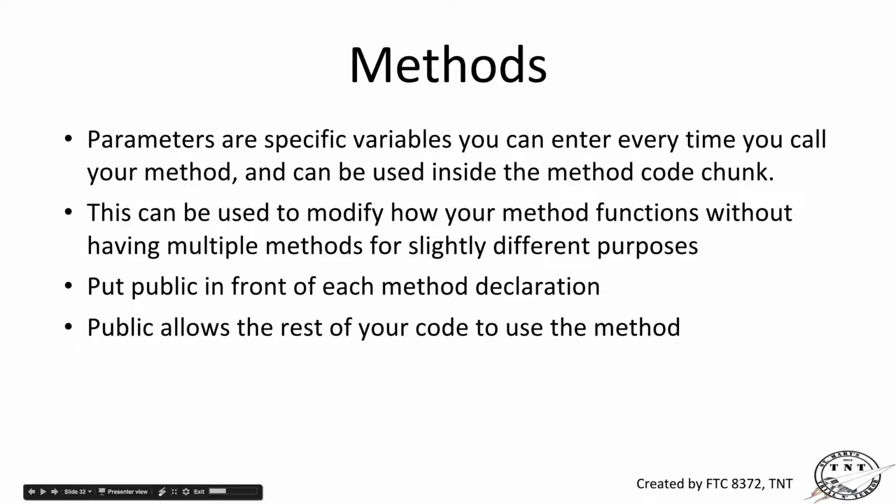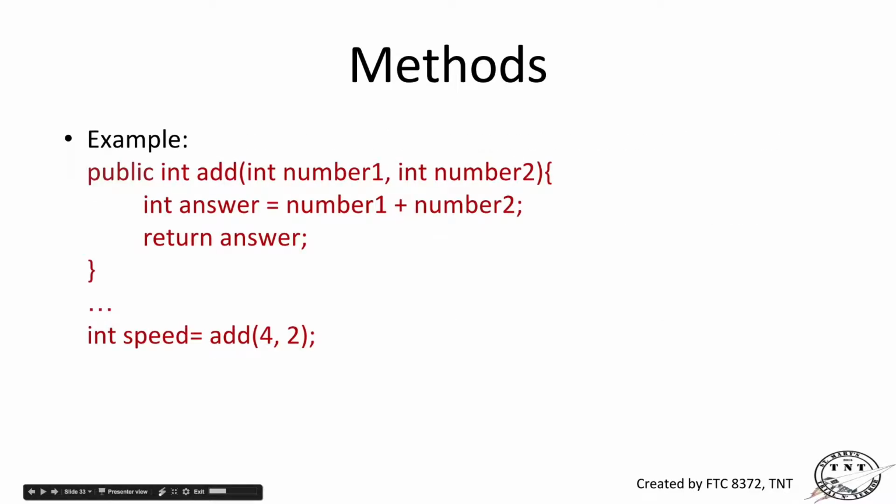Another thing is that you have to put public in front of each of your method declarations. You can look this up, but basically it allows all of your other programs and other parts of your programs to access this and not have any issues. An example of this would be public int add. This is a basic method that adds two numbers together. So int number 1 and int number 2. And inside the code is int answer equals number 1 plus number 2. And then it returns the answer.